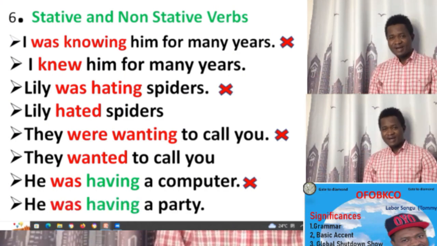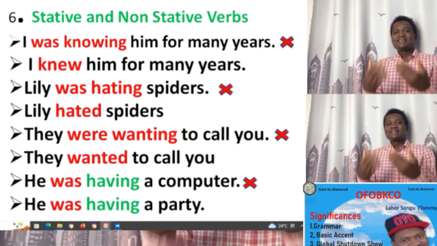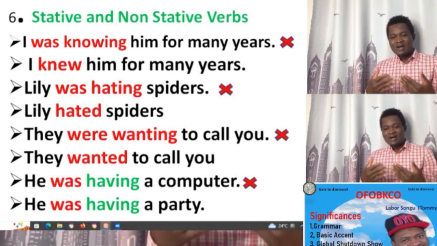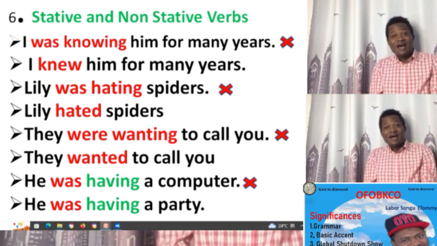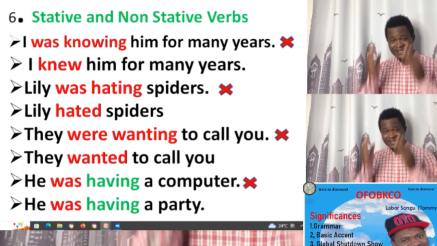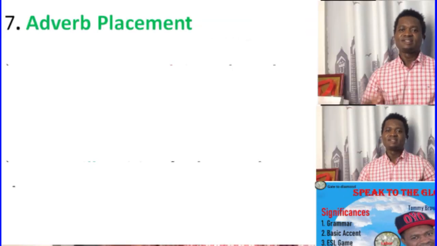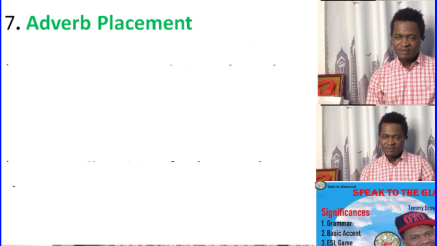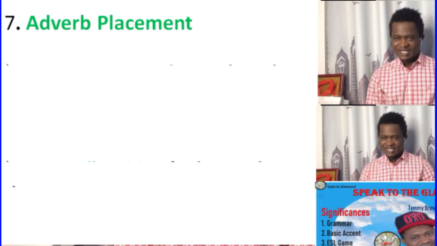He was having a party. That is correct, because here have is expressing an action. It is not a state, it's an action. So he was having a party. Have is expressing an action, so this is correct. You know what I mean? So number 7, the 7th use for past progressive: this is adverb of placement.